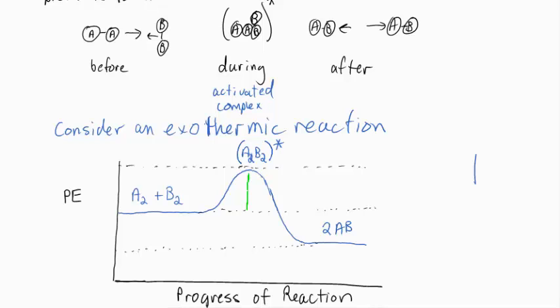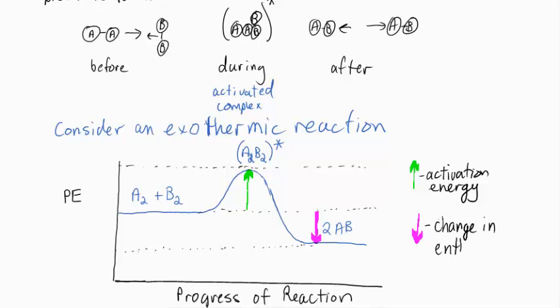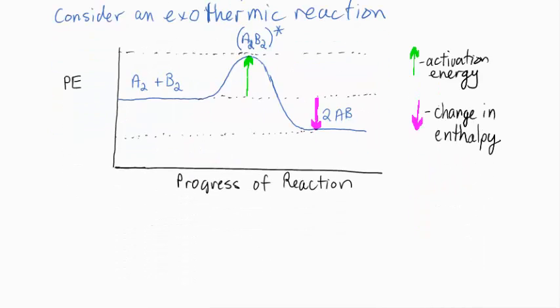So if you look at A2 plus B2, that green arrow shows the energy that was put into it in order to get the molecules to react. So we call it the activation energy. It acts as a barrier to the reaction that we have to get over. The difference between the energy of the reactants and products is called the change in enthalpy. Enthalpy is just a word that means energy in bonds. It's potential energy. And we see here that energy came flying out of the reaction.